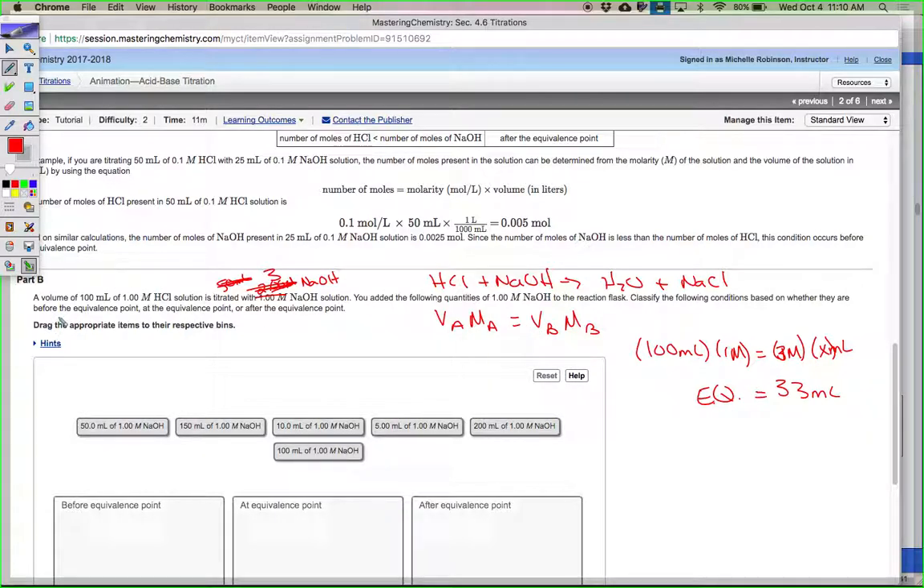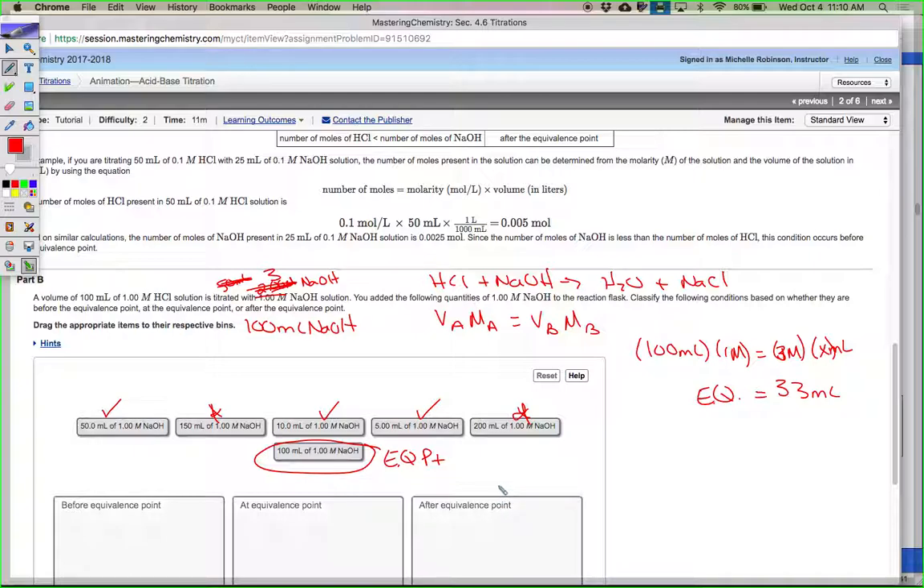Once you realize that the equivalence point in the original problem was at 100 milliliters of NaOH, then this one, that one, all were before the equivalence point, right? Because they haven't quite put in 100 milliliters yet; this is 50, this is 10, this is 5. The 100 milliliters is at the equivalence point, and anything above that is after the equivalence point.